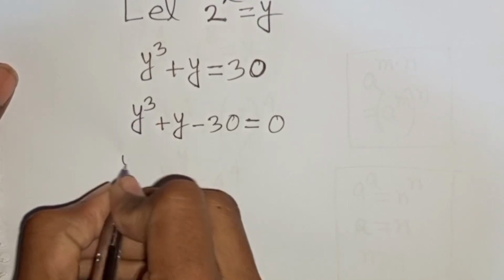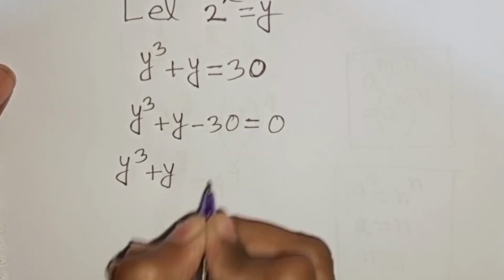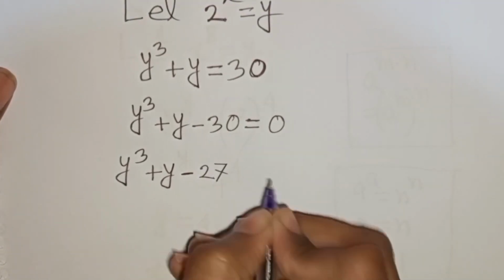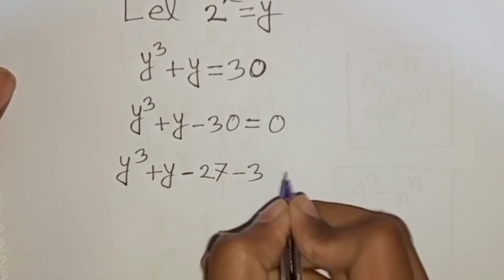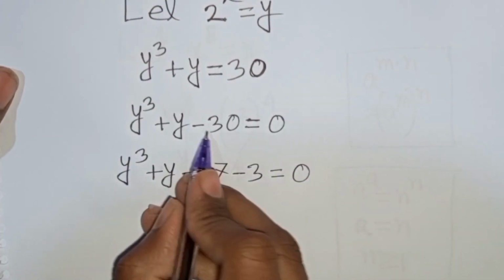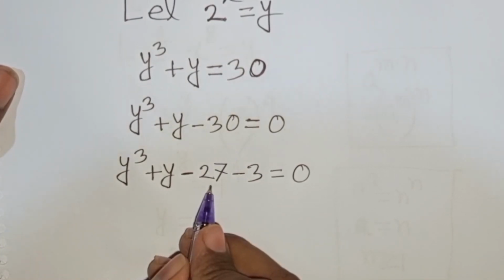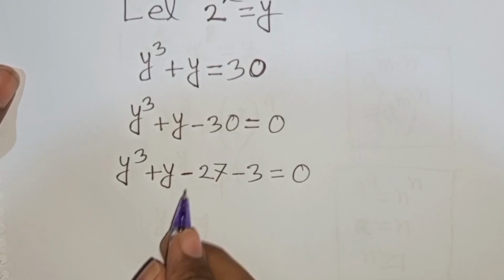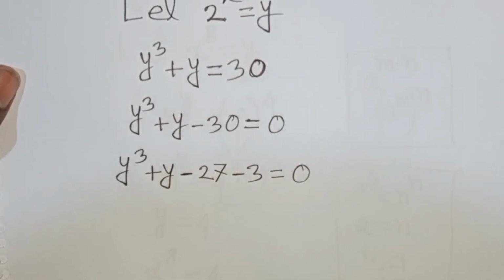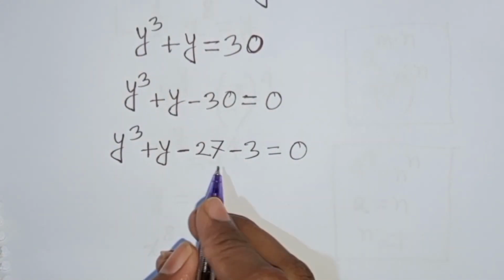Now we have y cube plus y, then minus 30 can be written as minus 27 minus 3, is equal to 0. How to understand this? Pay attention here. The nearest cubic number of 30 is 27. So minus 30 can be written as minus 27 minus 3. Most of the time you can understand such a process.